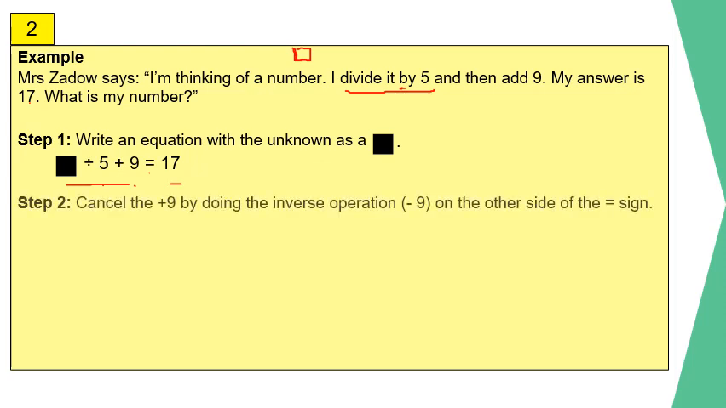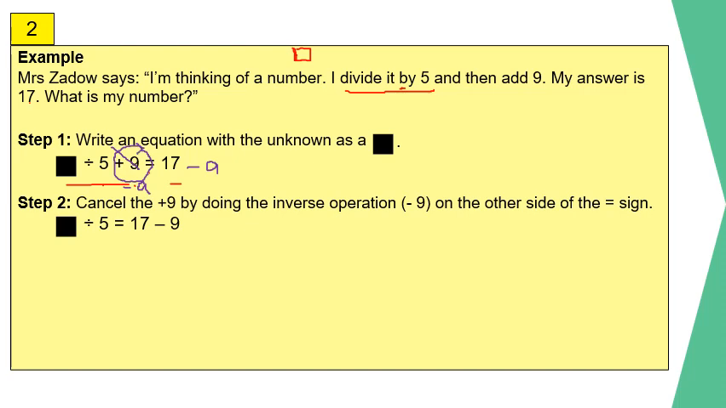Then my step 2, I'm going to cancel this plus 9 here by doing the inverse operation, so minus 9. So I'm going to take away this 9 here. And because I'm doing it there, I'm going to do it also over this side as well. So I'm going to have square divided by 5 equals 17 minus 9.